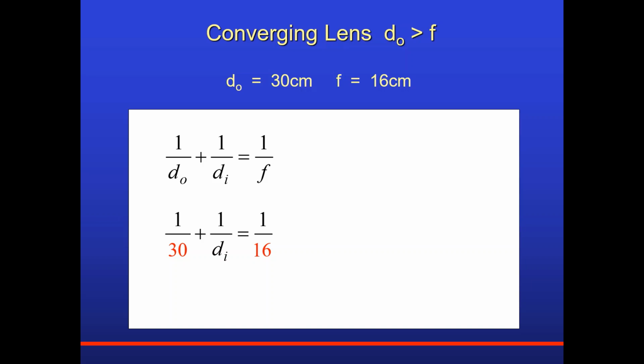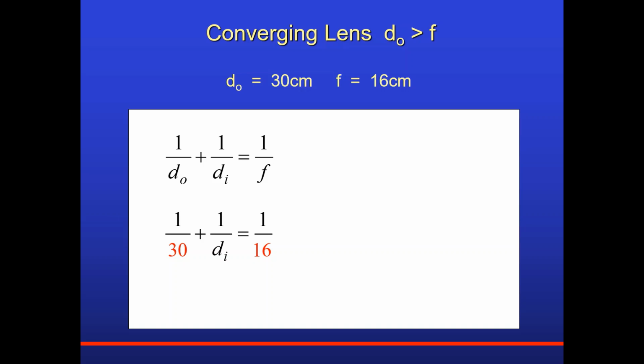Now notice I didn't do anything with the unit centimeter. Why? Because both of them have the same unit. If DO was meter and F was millimeter, well, I'd have to do some conversion to make them the same unit. But since they're already the same unit, I'm just putting the numbers in. But be warned, if you get a test question where you have meter and centimeter and millimeter, you have to use a common unit to solve the problem.